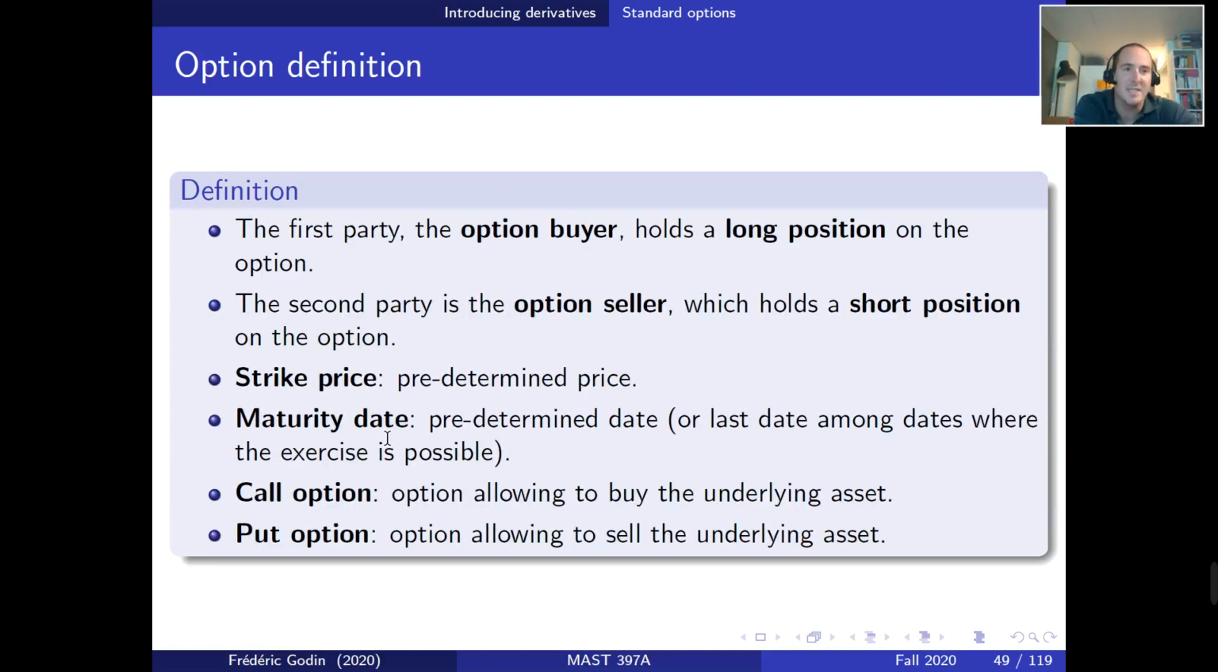But if we have a set of possible buying dates, then the maturity date will be the last date among this possible set of dates where the exchange can occur. So here, a call option is an option which allows the option buyer to buy the underlying asset at the strike price, whereas a put option is an option which allows the buyer to sell the option at the strike price. So a call option allows you to call the underlying asset. A put option allows you to sell or to put the underlying asset to the counterparty.